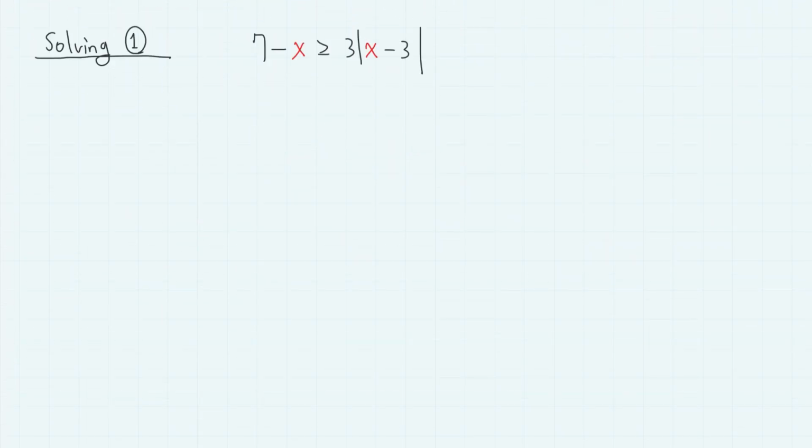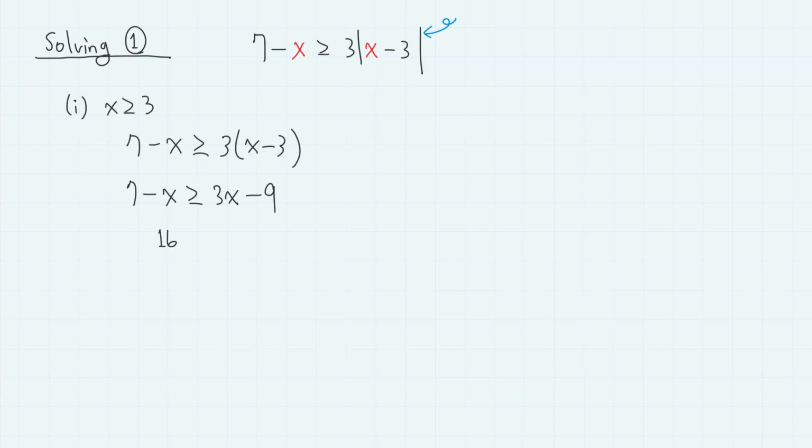First, let's solve inequality number 1. Since this inequality contains absolute value notation, we need case division. First, when x is greater than or equal to 3, the inequality becomes 7 minus x is greater than or equal to 3 times just x minus 3. So 7 minus x is greater than or equal to 3x minus 9. So 16 is greater than or equal to 4x. So x is less than or equal to 4. Since we also have the condition x is greater than or equal to 3, we need to find the common range between these two, which gives x is greater than or equal to 3 and less than or equal to 4.